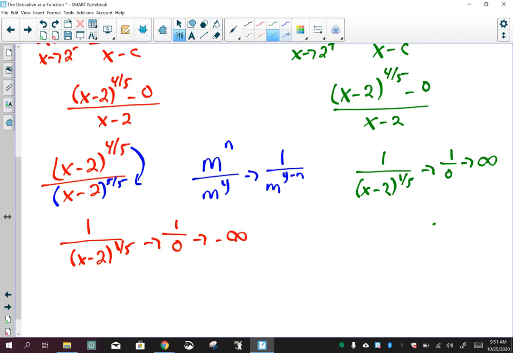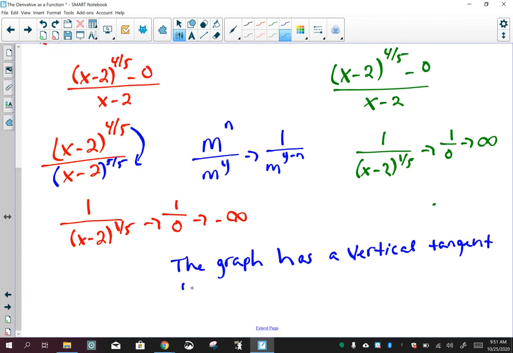So what that means, now that we've done this, is we wound up with a negative infinity and a positive infinity. What that means is the graph has a vertical tangent line at x equals 2, which is a cusp.